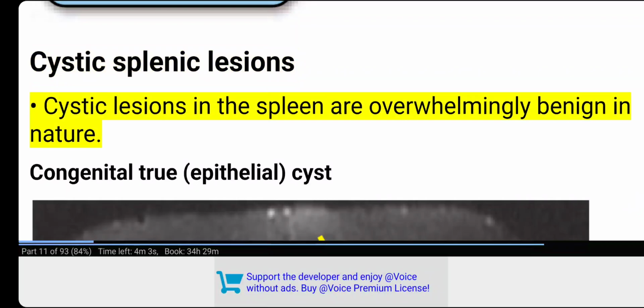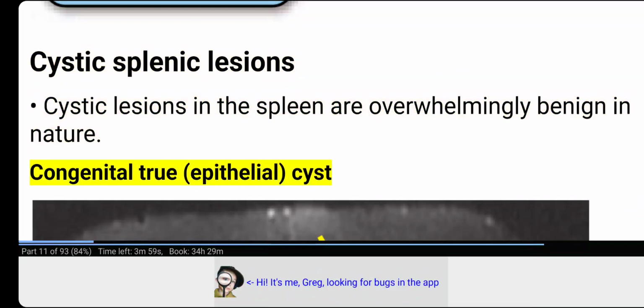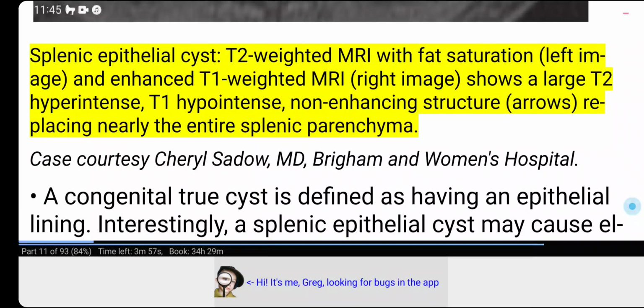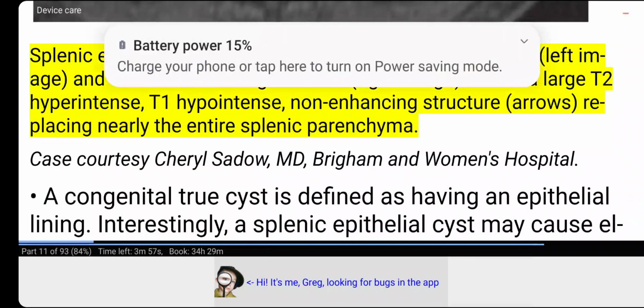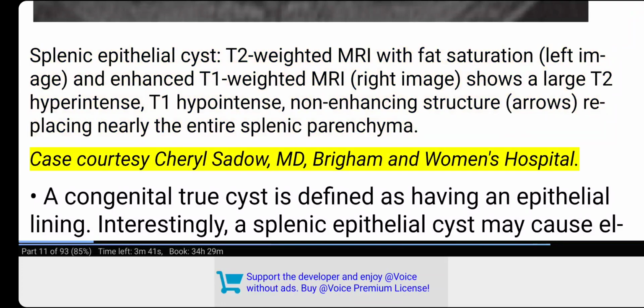Cystic splenic lesions. Cystic lesions in the spleen are overwhelmingly benign in nature. Congenital true epithelial cyst. Splenic epithelial cyst. T2 weighted MRI with fat saturation, left image, and enhanced T1 weighted MRI, right image, shows a large T2 hyperintense, T1 hypointense, non-enhancing structure, arrows, replacing nearly the entire splenic parenchyma. Case courtesy Cheryl Sadow, MD, Brigham and Women's Hospital.